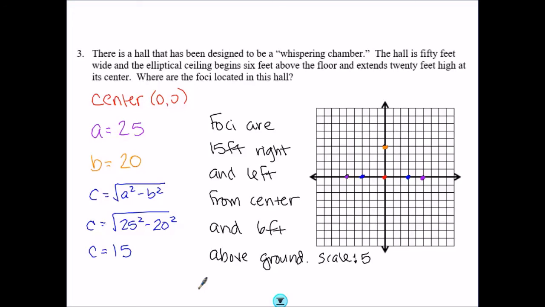So in a whispering chamber, this means that if people were standing at those points, they would be able to whisper and the sound would carry so that they would hear each other perfectly if they are standing one at each focus. The 6 feet above the ground part means that someone who is approximately 6 feet tall, their head would be about where the focus is, and they would be able to whisper to somebody standing on the other focus.